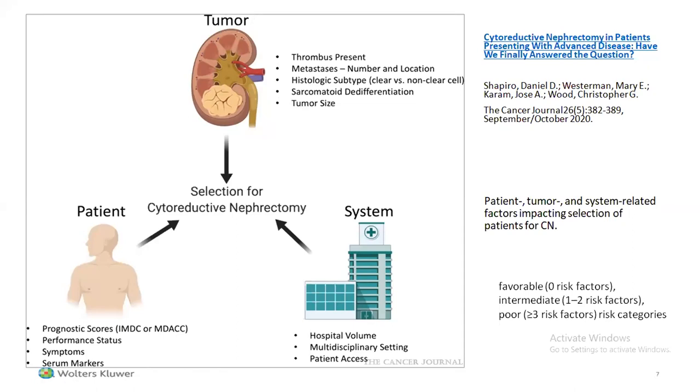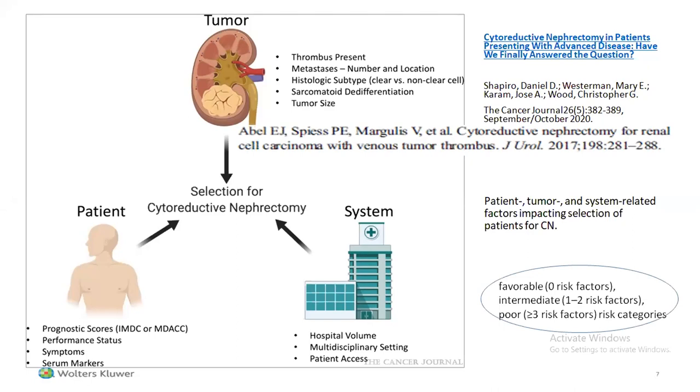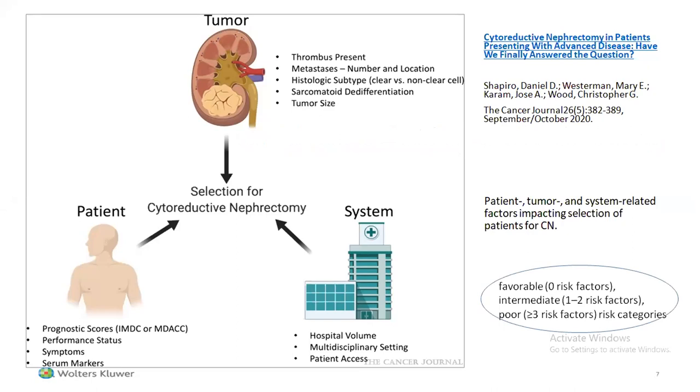Number two is the tumor per se. Whenever a patient has a tumor, you have to look at certain factors in the tumor as well, starting with whether a thrombus is present or not. There is promising data about thrombus that is infrahepatic and suprahepatic. Patients with a level 4 thrombus, which is supradiaphragmatic, have a very poor prognostic factor, so these patients are not ideal candidates for cytoreductive surgery.